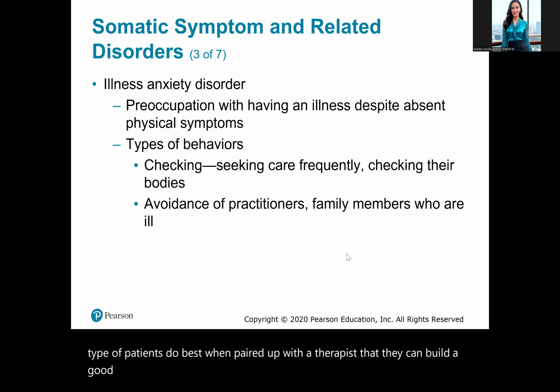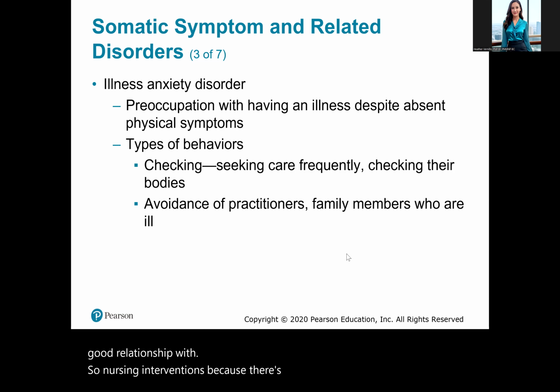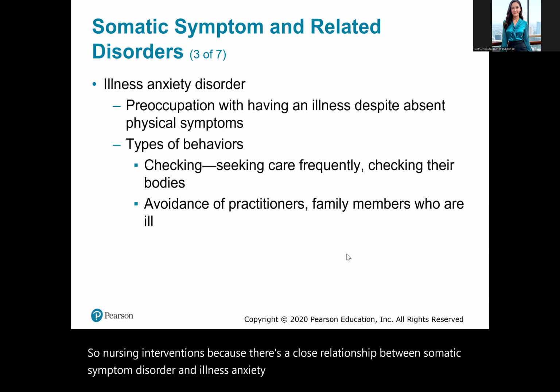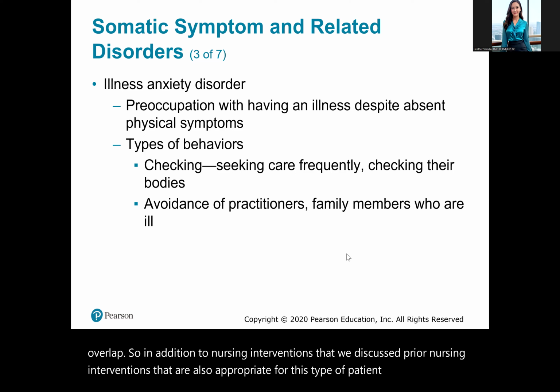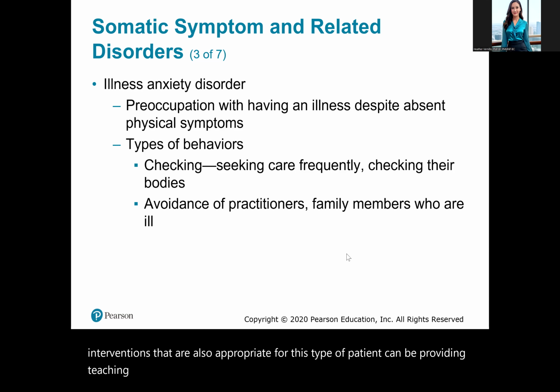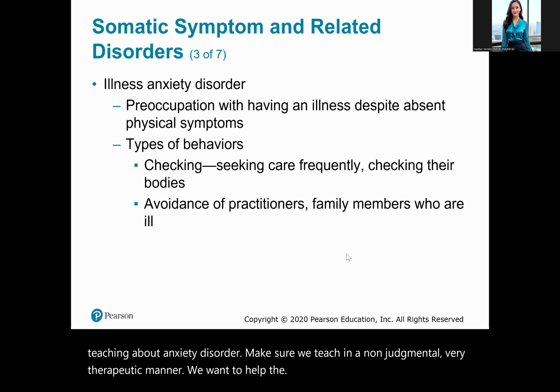relationship with. So, nursing interventions: because there's a close relationship between somatic symptom disorder and illness anxiety disorder, nursing care will, of course, overlap. So, in addition to nursing interventions that we discussed prior, nursing interventions that are also appropriate for this type of patient can be providing teaching about anxiety disorder. Make sure we teach in a non-judgmental, very therapeutic manner. We want to help the individual expand coping skills.